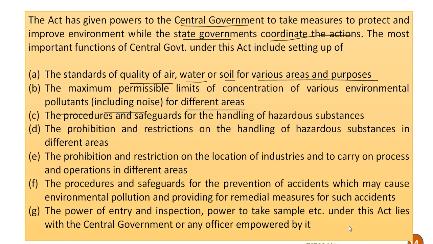And the central government has to clearly set the various provisions for the different properties of different pollutants and different limits for the different pollutants, and everything related to the environment, that is what are hazardous substances, how they can be handled, what is the prohibition and restriction of the location of the industries, and what are their areas of operation, then what are the procedures and safeguards for preventing the actions which may lead to environmental pollution, or what are the remedial measures to provide during such accidents, and what are the powers of entry and inspection or power to take the sample, and all the authority lies under the central government through this act.